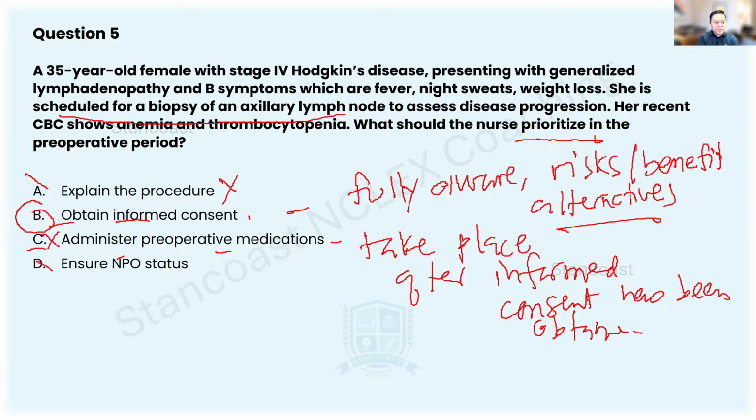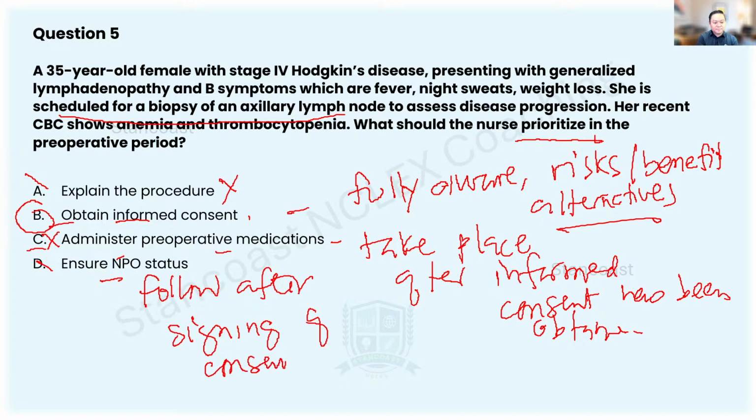What about letter D? Ensure NPO status. Yes, we can do this as soon as the patient has already signed the consent. All right. It will follow after signing of consent. Because in the consent, it will state there that they're going to be compliant with the preparation, including being placed in NPO, right? That will include there in the consent. It's just not about the surgical procedure itself, but it will be part of the consent as well. So our answer here is letter B. That is very huge, guys. Do not forget about that.